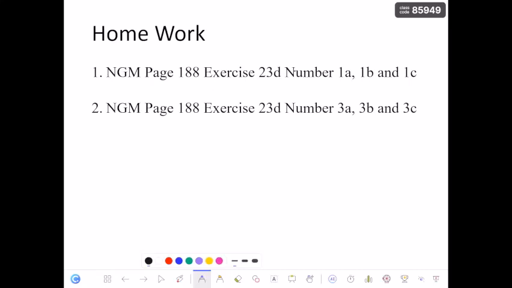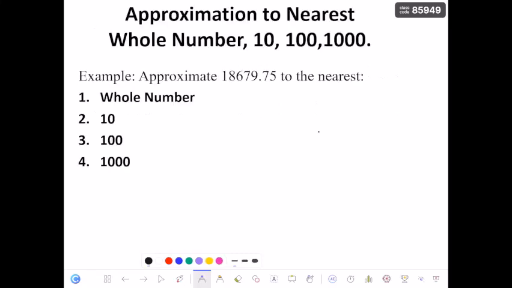So this is the homework. Get it from your textbook, page 188, exercise 23D. You will all see it there. You do 1A, 1B, and 1C for number 1. Then for number 3, you do 3A, 3B, and 3C. So this is all we did in today's class.